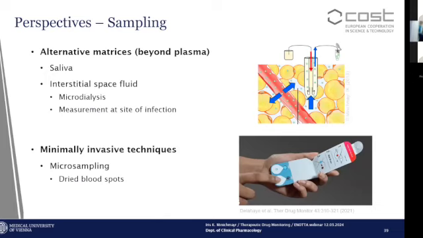There are efforts to extend TDM to sampling matrices beyond plasma, including saliva or interstitial space fluid, for example, as a common site of infections. And microdialysis can be used for this purpose, which is a semi-continuous technique that allows measuring unbound drug concentrations in different tissues. Dried blood spot sampling is an even less invasive technique that allows microsampling in neonates or in remote or home settings.